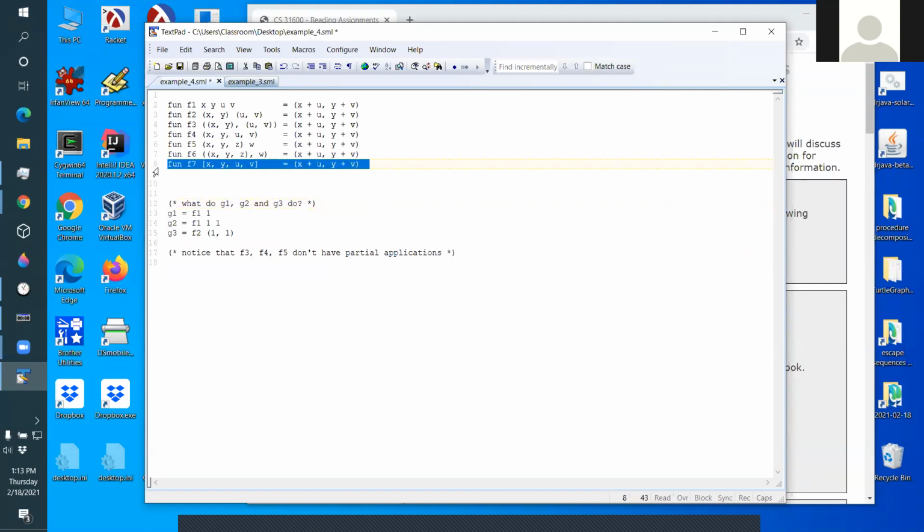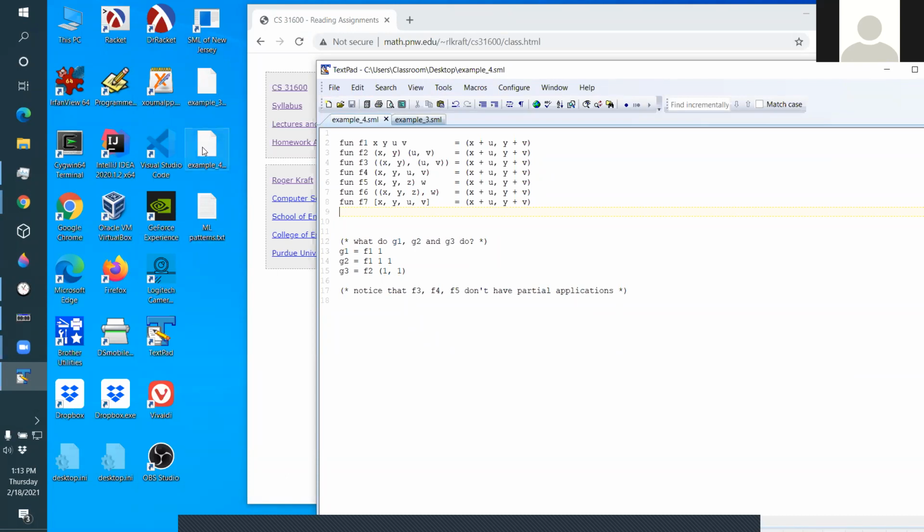What's F7 take in? A list? A list, one thing, a list of 4 items specifically. In fact, we'll see that F7, if you gave it a list of 5 items, will complain. F7 takes in a list of 4 items. If you give it a list of 3 items, it'll complain. If you give it a list of 5 items, it'll complain. It specifically takes in a list of 4 items.